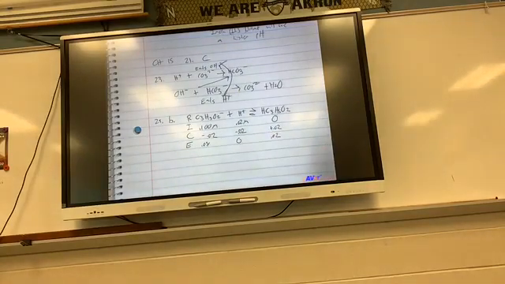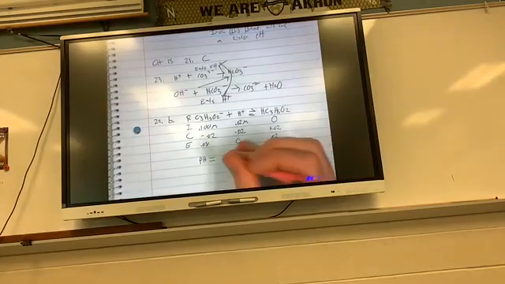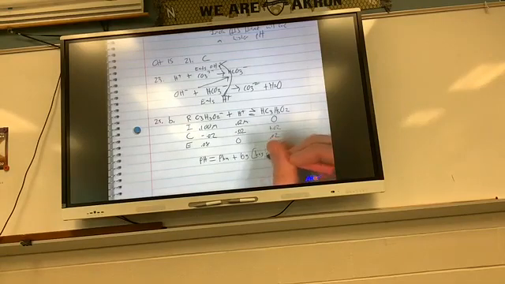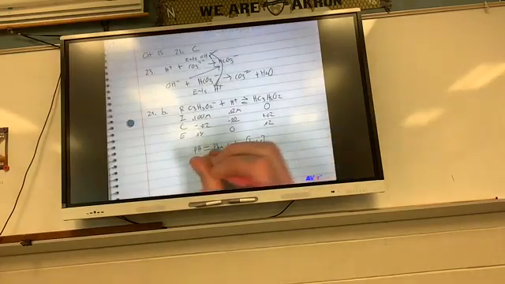Is this a buffer? Is B a buffer? NaC3H5O2 and HCl. That's a buffer, right? So how am I going to get the pH? Henderson-Hasselbalch. pH equals pKa plus log of the concentration of the base over the concentration of the acid.